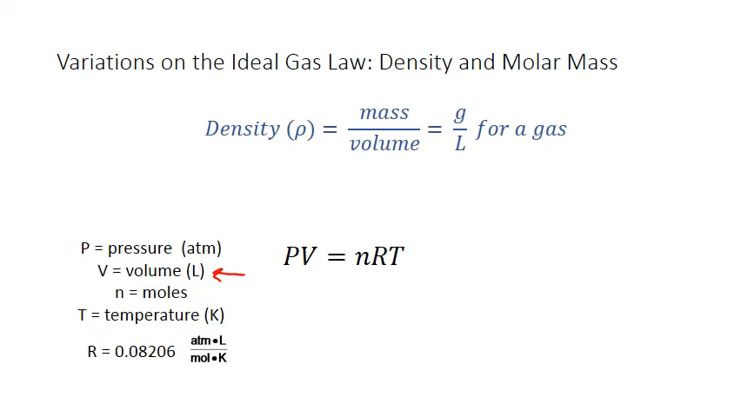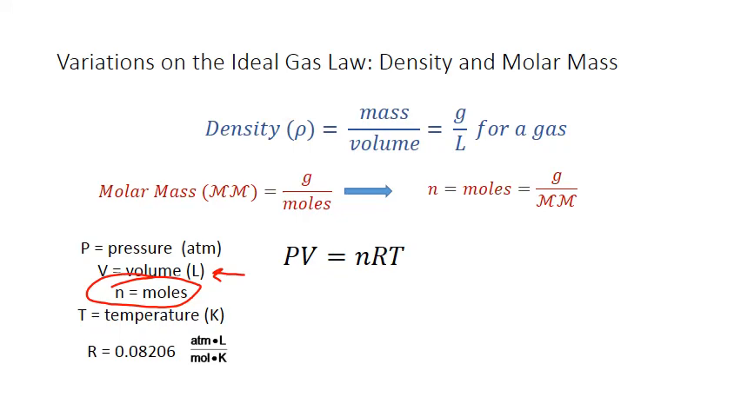There's actually no unit for mass in the ideal gas law, but we do have something we can relate to mass, and that's moles. We know that molar mass, which I'm going to abbreviate MM, is equal to the grams of a substance over 1 mole, or the grams per mole. So we can rearrange this to solve for moles, the variable we have in the ideal gas law, as grams divided by molar mass.